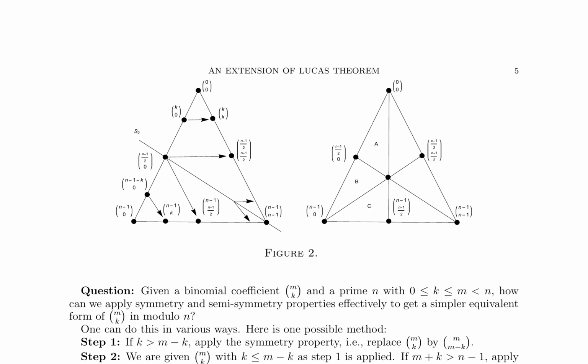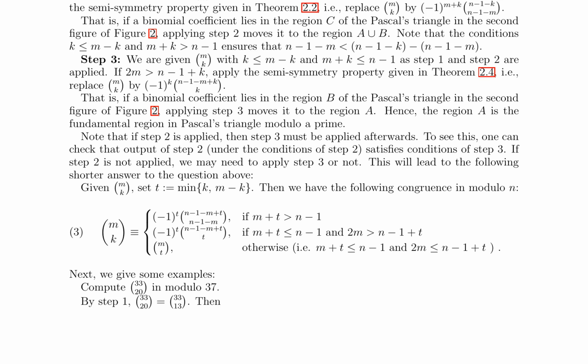The extension of Lucas' theorem focuses on the symmetry and semisymmetry properties of binomial coefficients modulo n. It proposes a method to simplify binomial coefficients by applying these properties. The approach involves 3 steps. First, applying symmetry if k is greater than m minus k. Second, using semisymmetry if m plus k is greater than n minus 1. And third, applying semisymmetry again if 2m is greater than n minus 1 plus k.